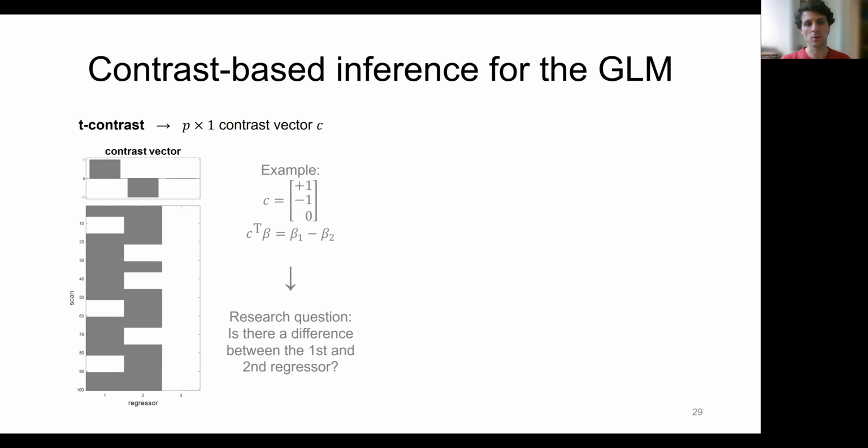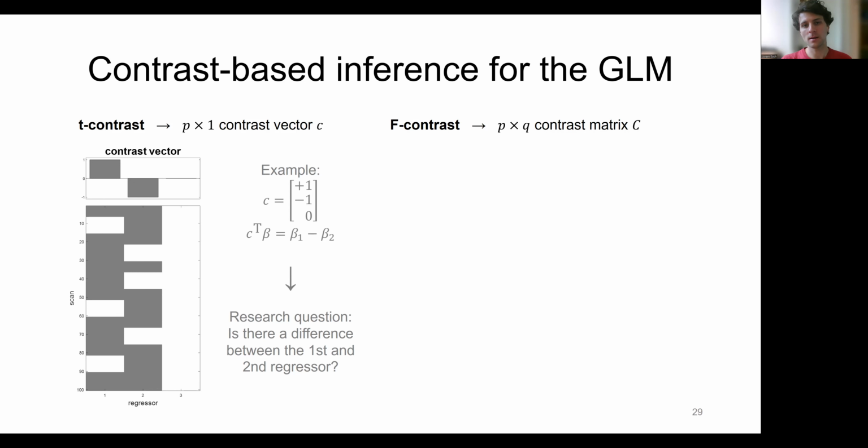This is how a T contrast could look. So we have a contrast vector C, which places one weight on each column of the design matrix. In this case, we have a +1 on the first condition, a -1 on the second condition, and a 0 on the implicit baseline, or the constant regressor. If we now multiply this contrast vector with the vector of regression coefficients, the result will be the difference between beta 1 and beta 2. So beta 1 minus beta 2. This means that the research question implicated by this T contrast is: is there a difference between the first and the second regressor? And if that were the case, this would be a yes to this research question.